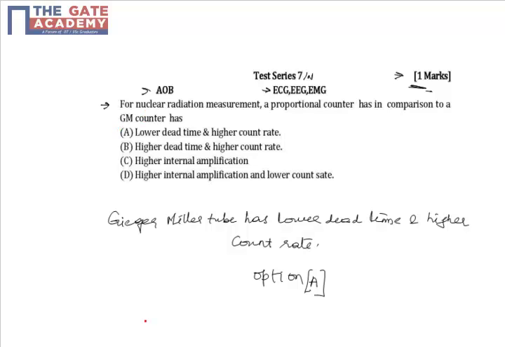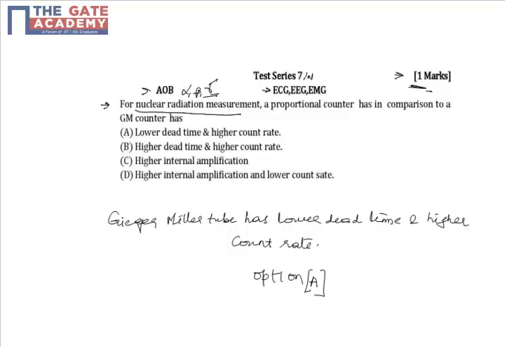Basically, all these counters, the proportional counter, GM counter, and ionization chamber, are used to measure the particles of ionizing radiations, which can be alpha, beta, gamma, or nuclear radiation. It is given in the question, and it is evident that all these techniques are used to measure the particles of ionization.